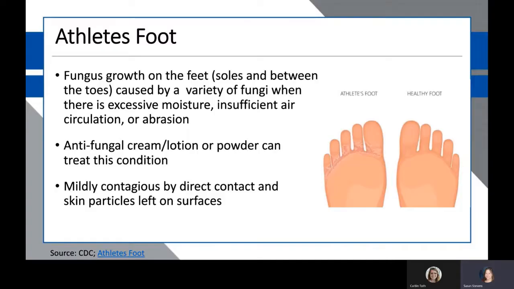Athlete's foot. This is a fungus that grows on the feet, usually on the soles and in between the toes, and it's caused by a variety of fungi when there is excessive moisture, insufficient air circulation, or abrasion. An antifungal cream, lotion, or powder can treat this condition, and it's mildly contagious by direct contact and skin particles left on surfaces.